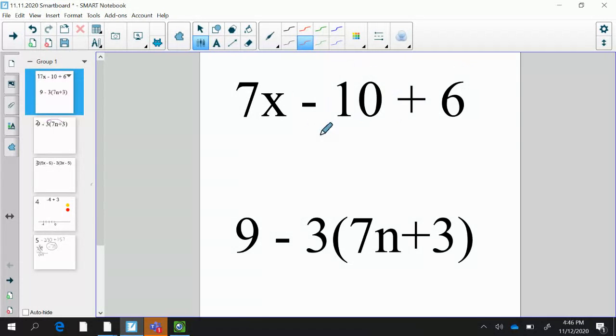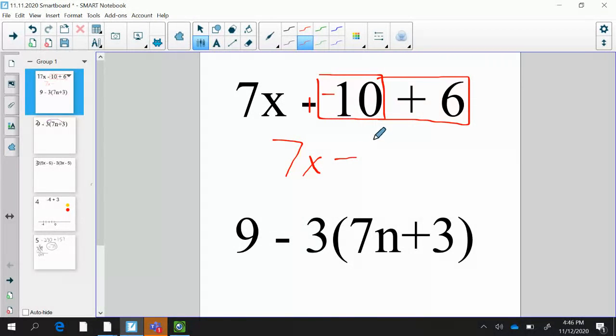For this problem, what I always preach is whenever you have a minus sign, especially when you're combining like terms, we're going to change this to plus and negative, and that's going to help us see this a little bit better. That's going to be a negative 10 plus 6. When we add that together, the negative is going to overtake the positive. 10 minus 6 is 4, and we're going to keep that negative.